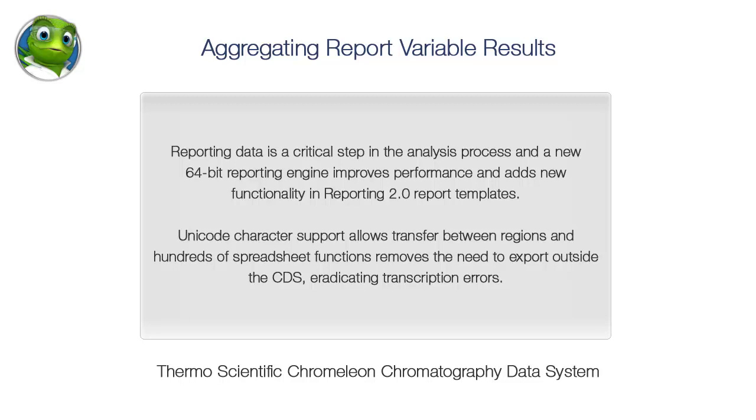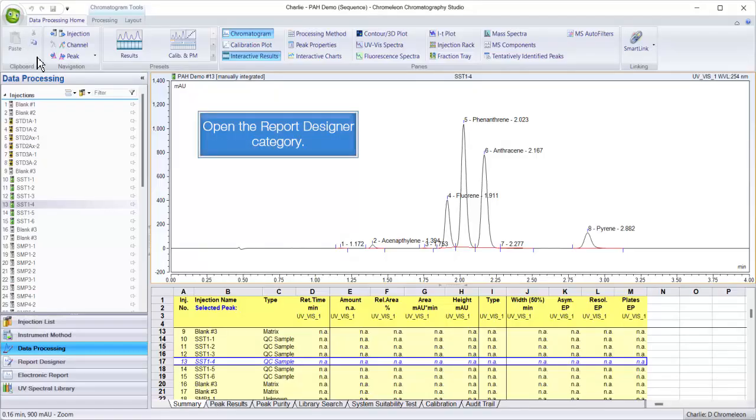Reporting data is a critical step in the analysis process, and a new 64-bit reporting engine improves performance and adds new functionality in reporting 2.0 report templates. Unicode character support allows transfer between regions, and hundreds of spreadsheet functions remove the need to export outside the CDS, eradicating transcription errors. Open the Report Designer category.